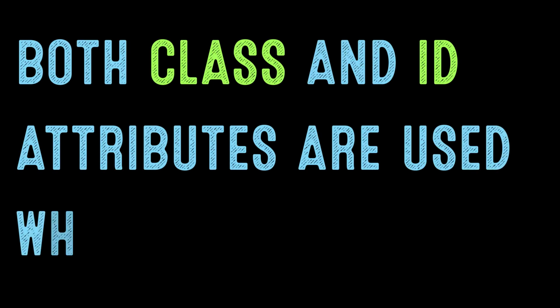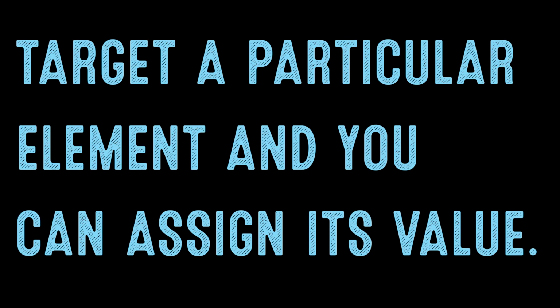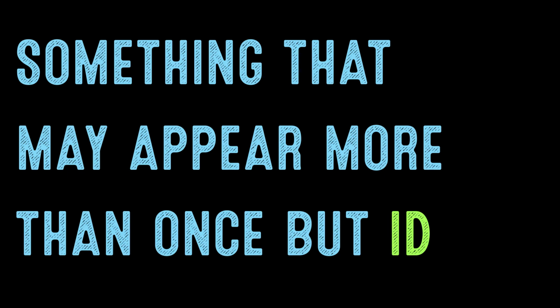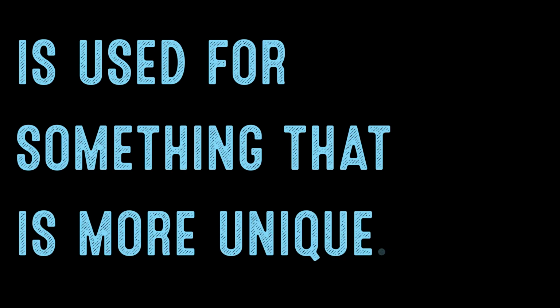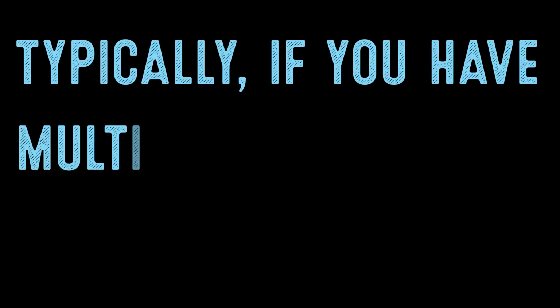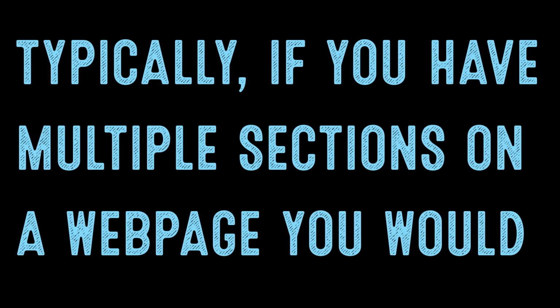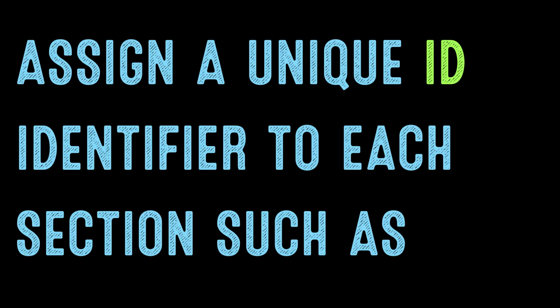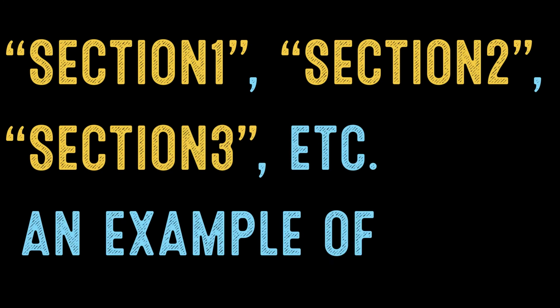Both class and ID attributes are used when you wish to target a particular element, and you can assign its value. The difference between them is that class is used for something that may appear more than once, but ID is used for something that is more unique. Typically, if you have multiple sections on a web page, you would assign a unique ID identifier to each section, such as section 1, section 2, section 3, etc.